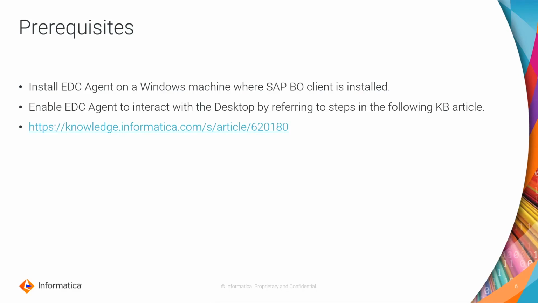Whenever we configure any resource in EDC, we have a set of prerequisites which need to be taken care of. For the SAP BO resource, we need to install the EDC agent on a Windows machine where the SAP BO client is installed, and we have to enable the EDC agent to interact with the desktop. The configuration steps are documented in the given KB link.